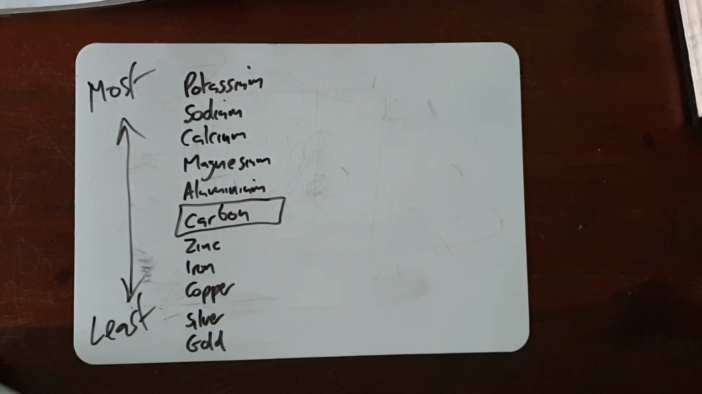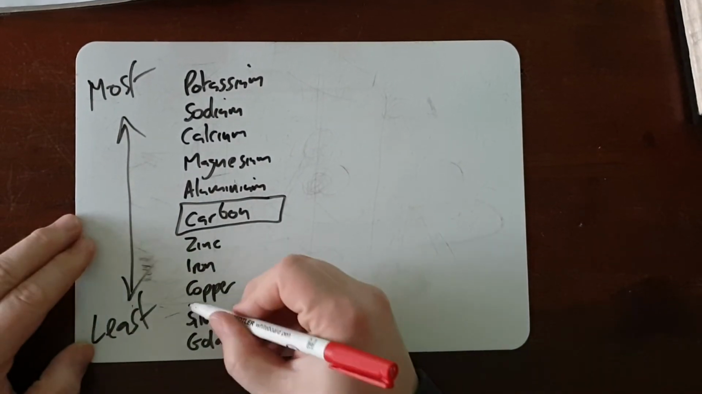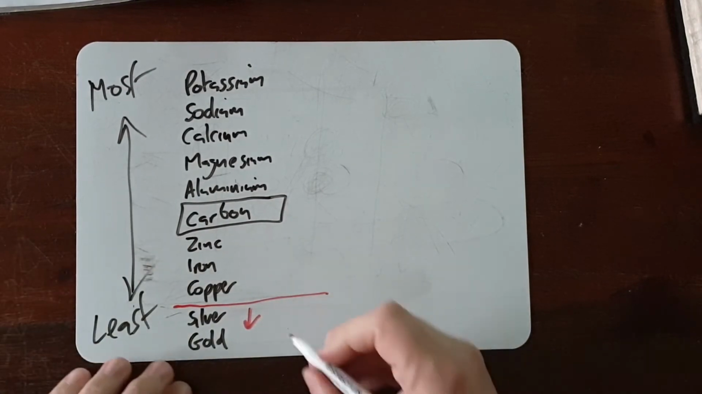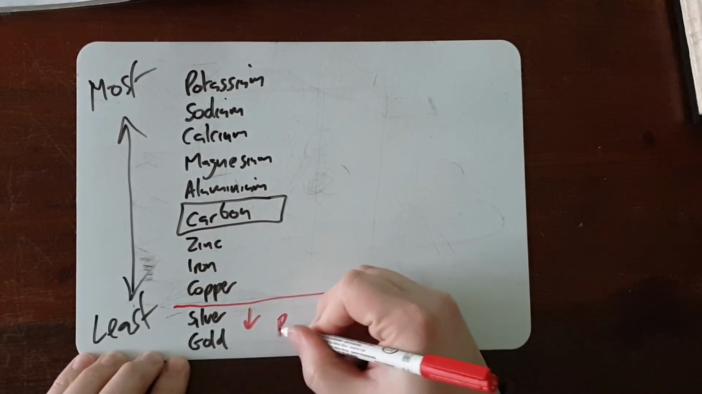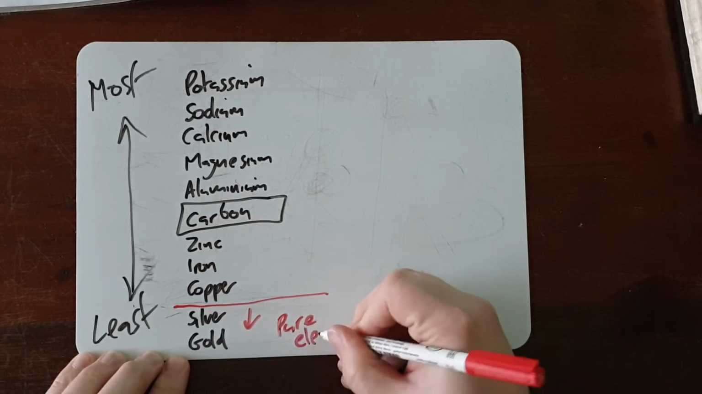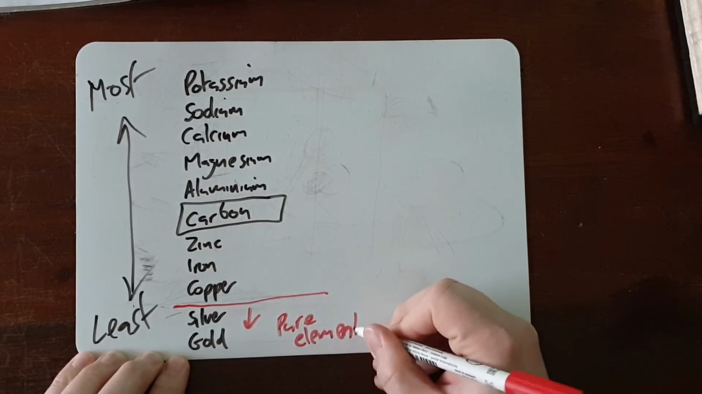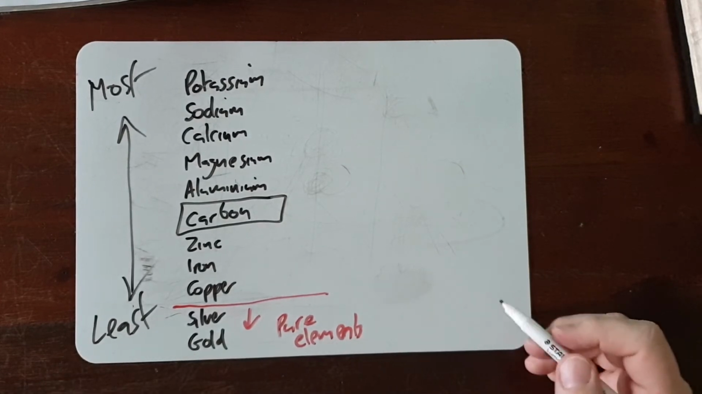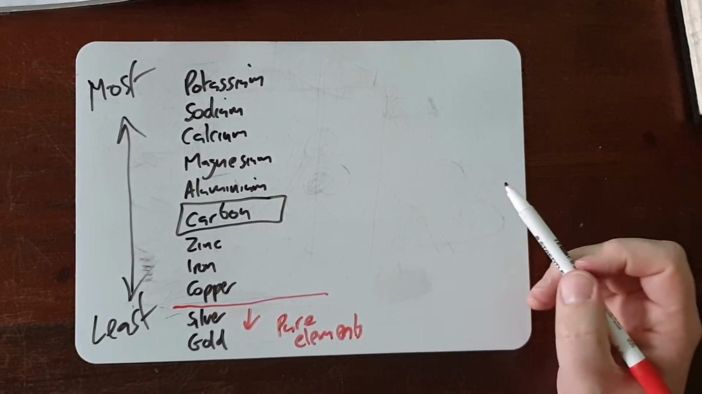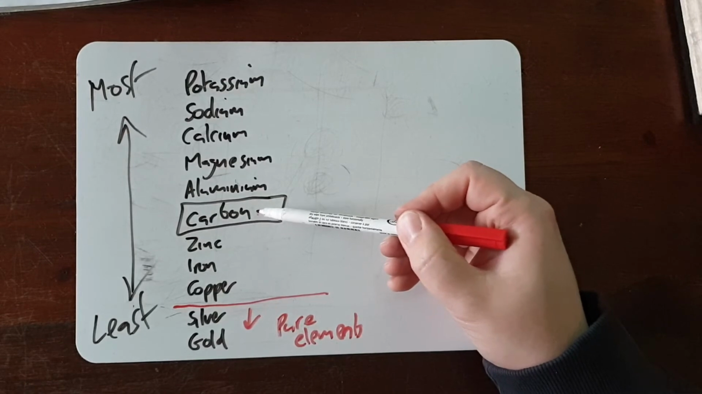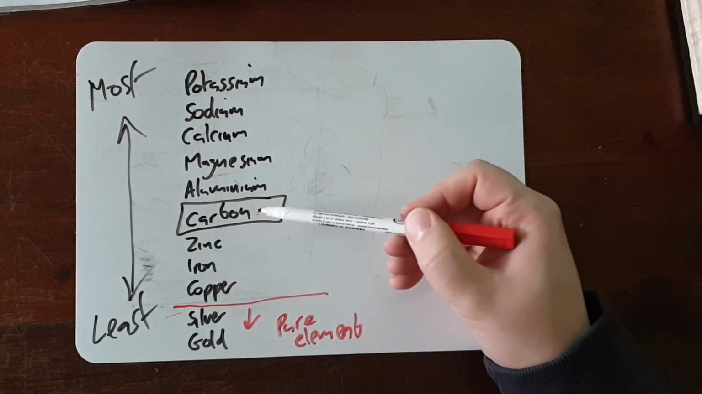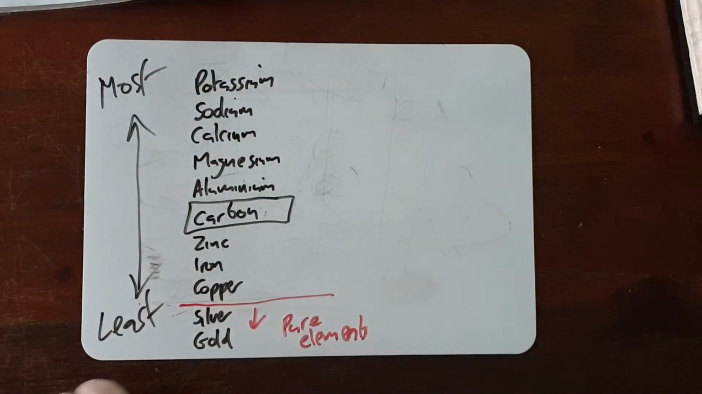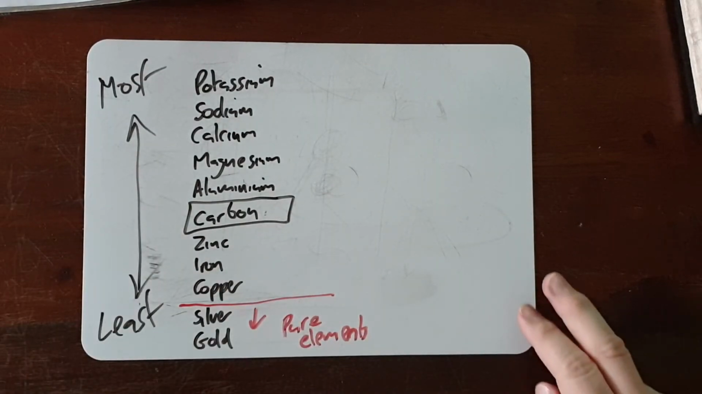So in terms of how we extract these, well, silver and gold, so anything lower than this line, it's not reactive at all, so we dig them up as pure elements. Which means anything above the line we dig up as an ore. And how we get them out of their ore depends on whether they are more or less reactive than carbon. There's a reason that I put carbon in here, and that's because what we can do is a displacement reaction.